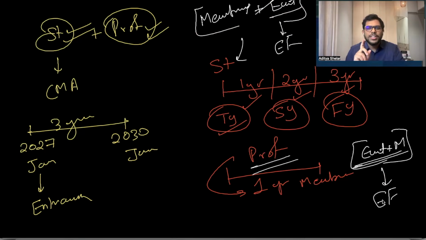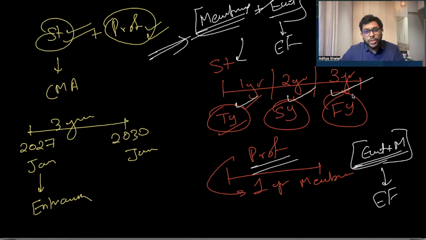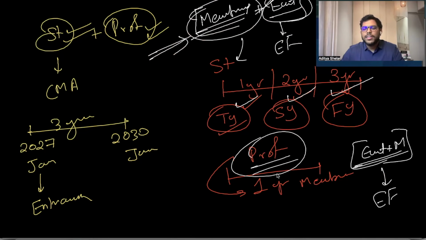So let me revise this one more time. Whenever you are a student, first you have to pay your membership fee according to your preference, according to your timeline. And once your membership fee is paid, you can pay your entrance fee. As a professional, the process is different. You can collectively pay the entrance and membership fee together.